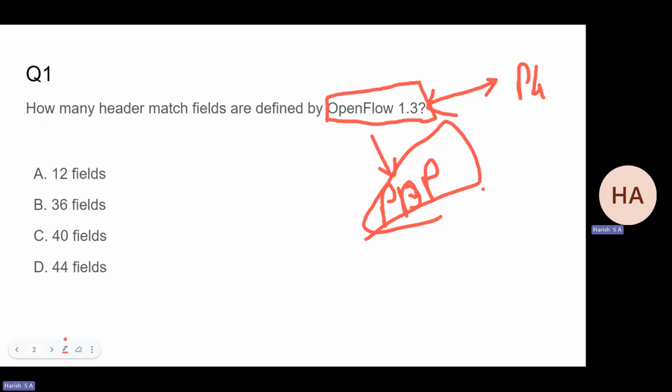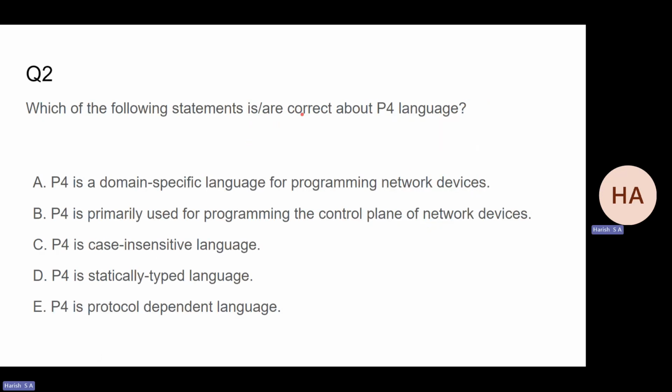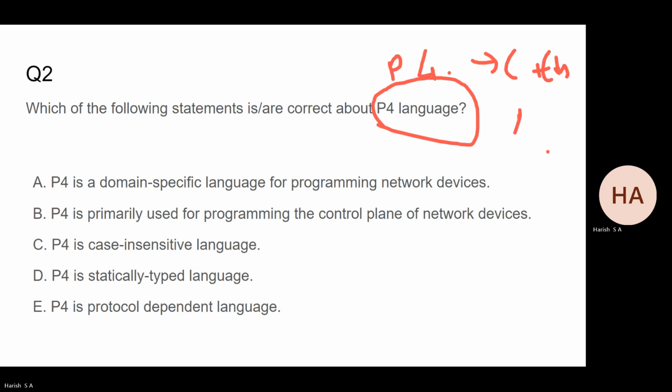And the next is, which of the following statements are correct about the P4 language? Once again, we're getting this thing called P4. So what is this P4? Why do we need P4? Could we not already have C, C++, etc.? Right? So what is the need for P4? We'll look at that. And right, so what are the correct statements here? P4 is a domain-specific language for programming input devices. P4 is primarily used for programming the control plane of network devices. P4 is a case-insensitive language. P4 is a statically typed language. P4 is a protocol-dependent language, right? So let's see.